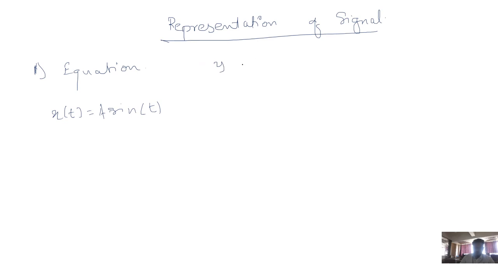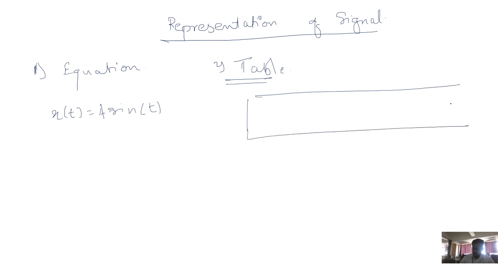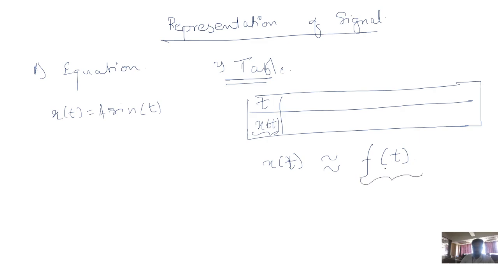Second is a representation in the form of a table. In this form, we write t and the corresponding x of t. Understand this, when I say x of t, the familiar form is a function of t. So what we will do here is put different values of t, 0.01, 0.02, 0.03 and so on, and find out the corresponding value of x of t, and that I can represent.